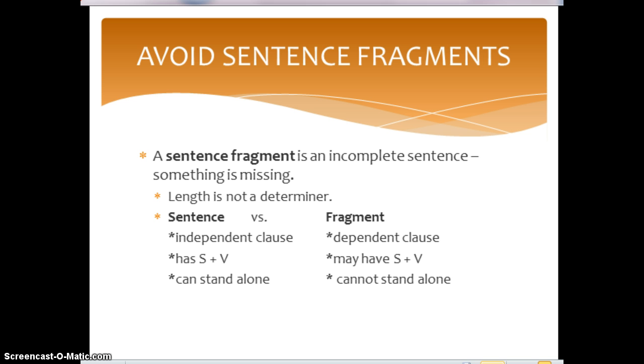If you'll notice on the left, sentences are independent. They need nothing else to make itself complete. It has a subject and a verb, and it can stand alone by itself. Whereas a fragment is a dependent clause, which means it needs something else to make it complete. Now, a fragment may have a subject and a verb, but if you'll remember when we talked about the amoebas, those may be at the very beginning of the sentence, and if so, then typically you will have a fragment if you end with a period. And also, fragments cannot stand alone. Again, they need something else to make it complete.